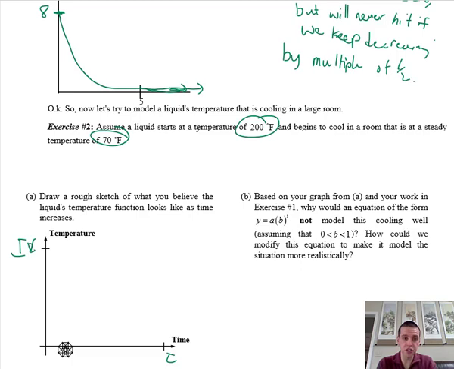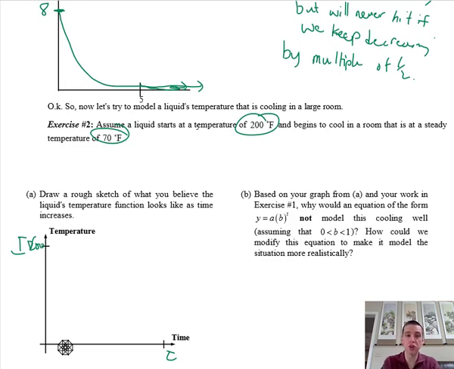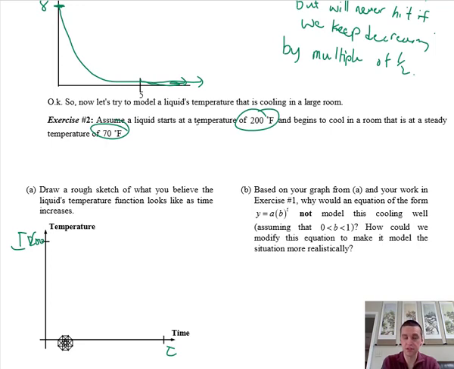Our initial value is 200, right? And if the temperature of the room is 70 degrees, the lowest that this liquid is going to cool to must be 70 degrees. And so we know that 70 degrees is about there. I'll move it down just a little lower. Say 70 degrees is there.